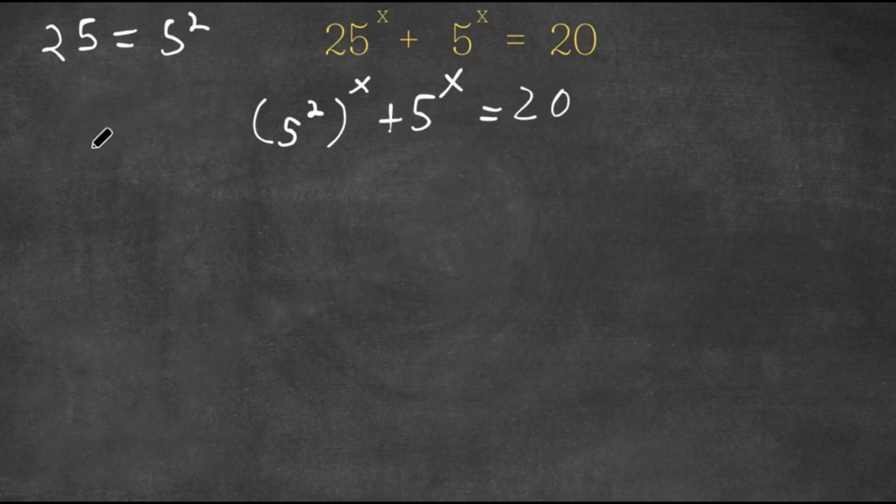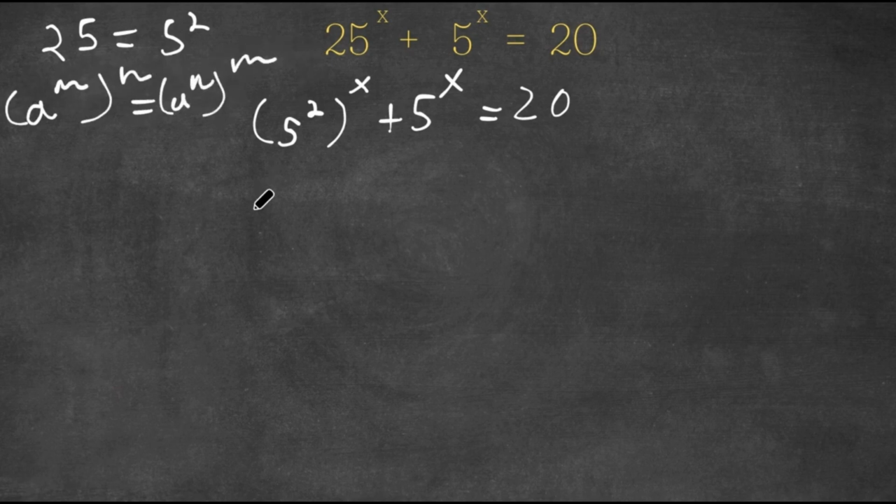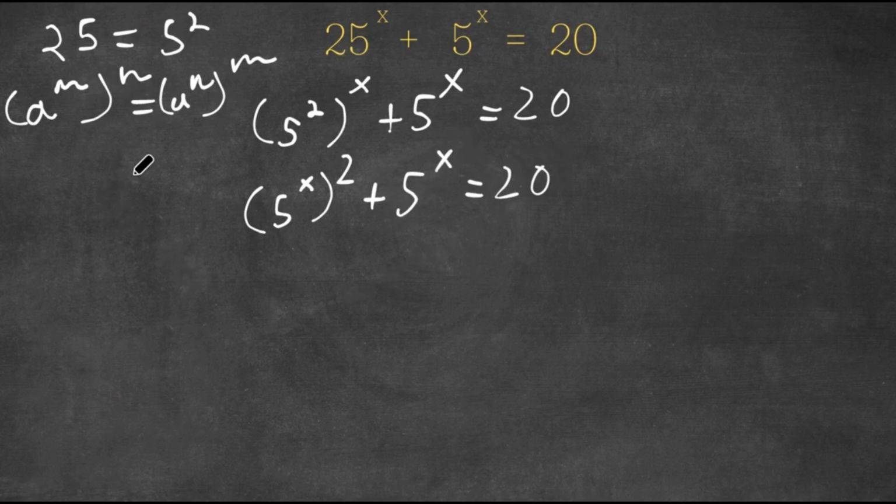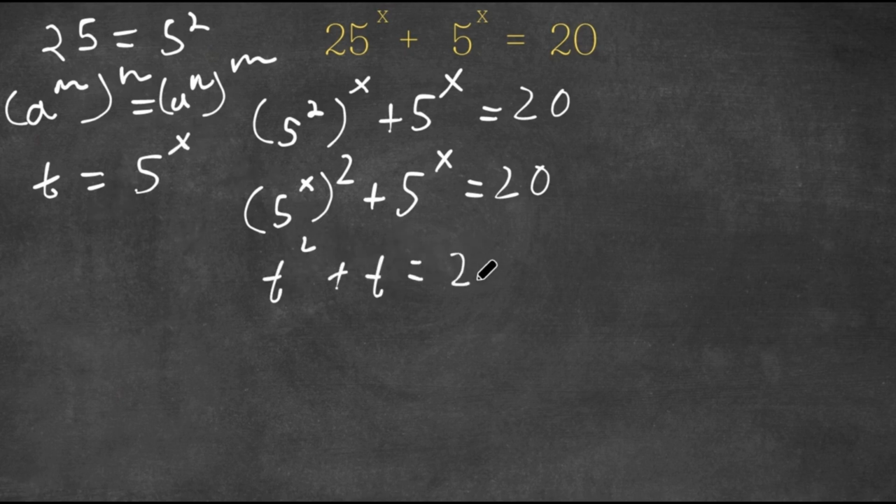Now, if we have something in the form a to the power of m to the power of n, this is the same thing as a to the power of n to the power of m. So 5 to the power of 2 to the power of x, this is the same thing as 5 to the power of x to the power of 2. So now I'm going to let the variable t equal to 5 to the power of x. So now if I replace t with 5 to the power of x, I get t squared plus t is equal to 20.